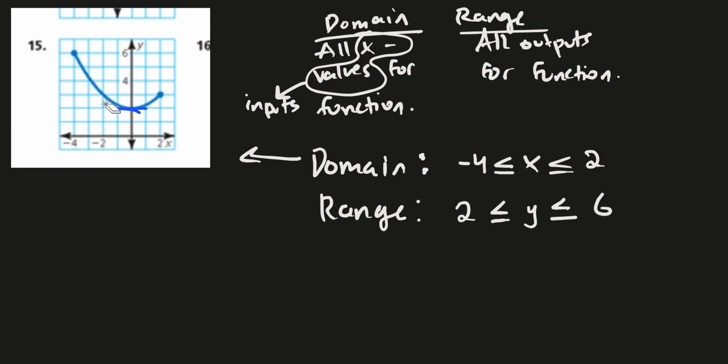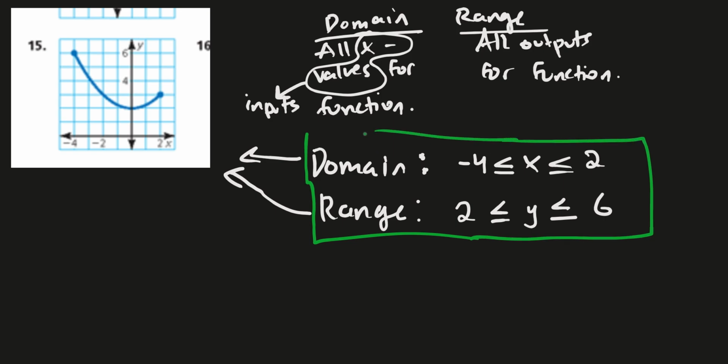That's it. So to recap, the domain was all the x values, the range was all the y values that are possible for this function, and that's your answer. This is what you would put. So this video was kind of what a domain and range is, plus this problem.